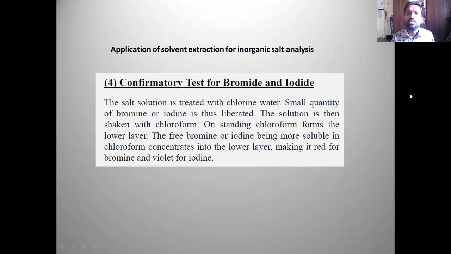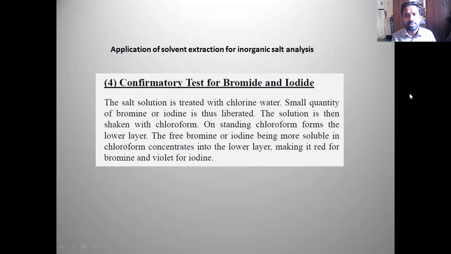Now we will go into one simple application of solvent extraction, not in organic chemistry but in inorganic chemistry, because all these things I have been talking about are organic chemistry. Right now, let us take an example for inorganic chemistry. You will be doing this inorganic salt analysis.